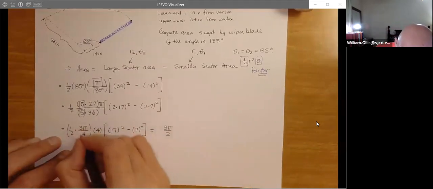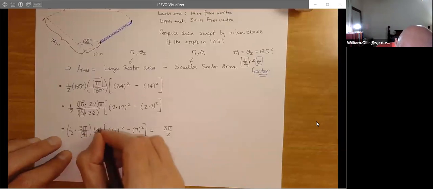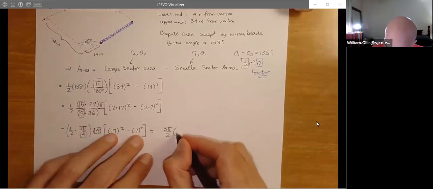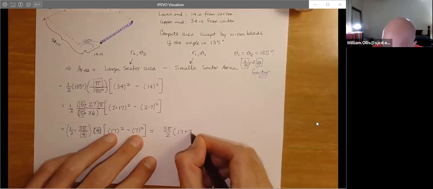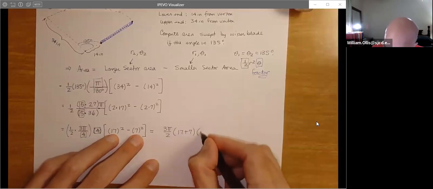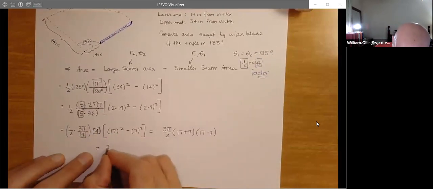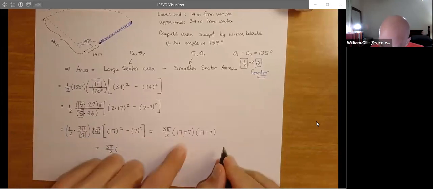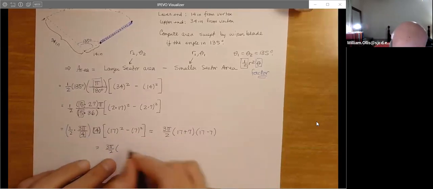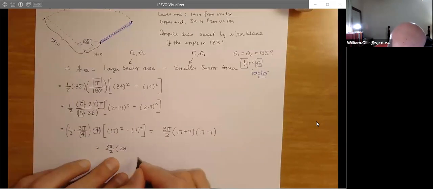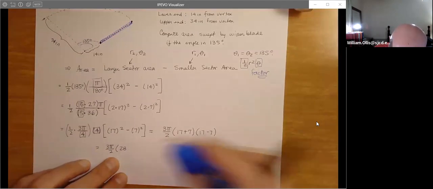The 4's absorb. And then we can write this as a difference of two squares. So 17 plus 7, and then 17 minus 7. So we have 3 pi over 2, and this will be what? This will give us a 14. So that gives us what? 28. Oh, excuse me, 24, 14.